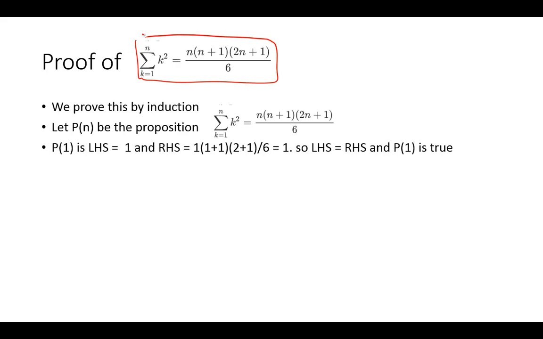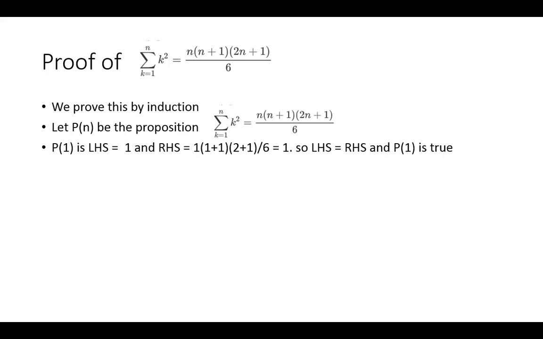So we prove this by induction. This is how we have to show that this is our intent to prove it by induction. Then we state the proposition. Our proposition is the summation of k squared from 1 to n is n times (n plus 1) times (2n plus 1) over 6. So this is our base case where we prove.